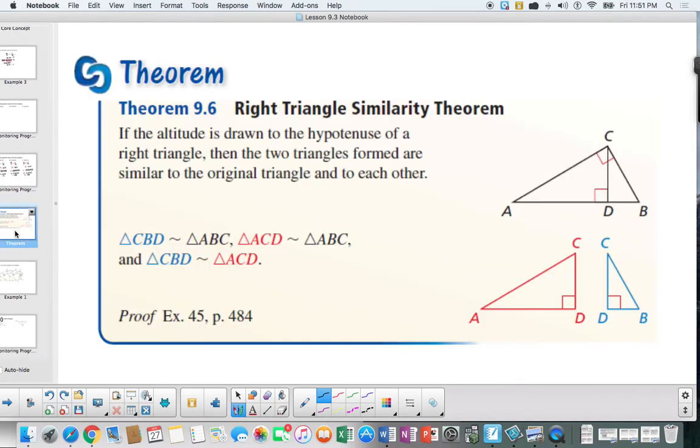Right triangle similarity statement. We are going to have a right triangle and we are going to draw an altitude to the hypotenuse, which is what's happening here. When we do that, we create three right triangles, the original and two smaller ones. And what this theorem says is that all three of those triangles are similar to each other.